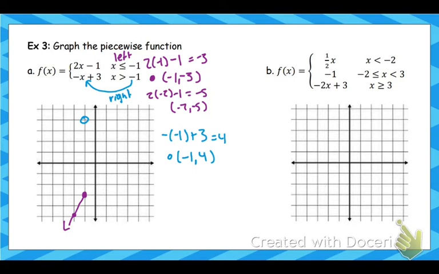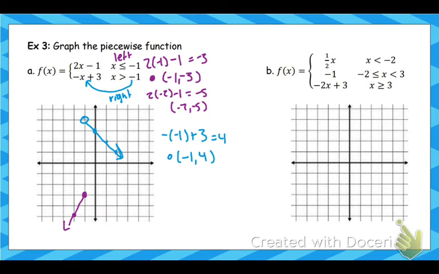Then everything to the right is the line -x plus 3. So if I want, I can graph that line. It has a y-intercept of 3 and a slope of -1. If I'm not sure what it looks like, I can pick more x values and plug them in. I could plug in 0 and get 0, 3. I could plug in 1 and get 1, 2. And I'm getting the same coordinates that I plotted the same way.